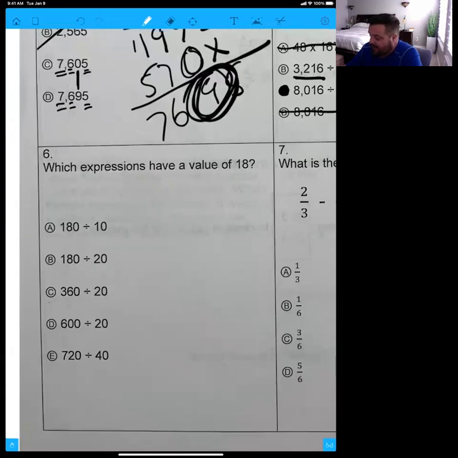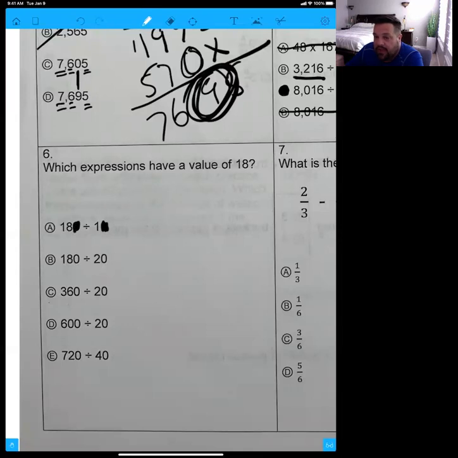Number 6 is another one of these simple problems. But if you don't take your time, if you miss one or leave one out, you miss the whole thing. So you've got to take your time and go slow. Which expressions have a value of 18? Well, we've already talked about how you can eliminate the zeros, right?